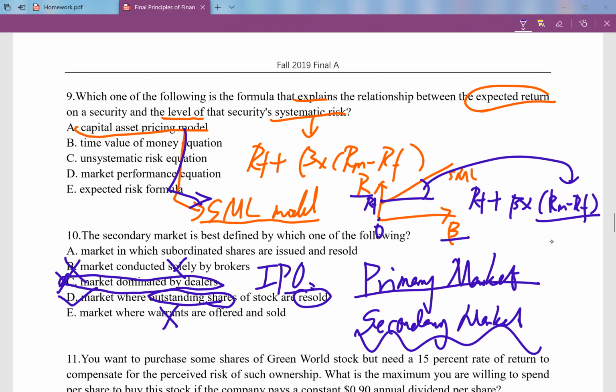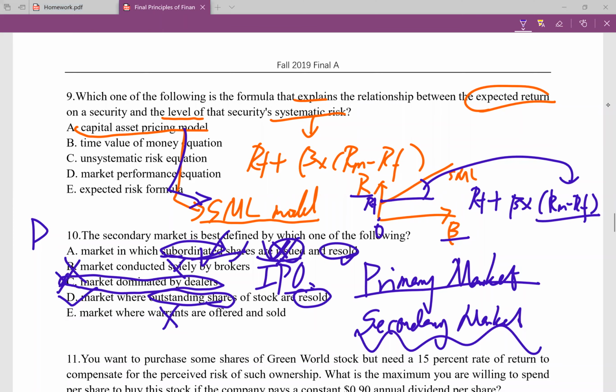The first one, a market in which subordinated shares, not subordinated, just regular outstanding shares, are issued, is not right. Issue means new stock. Reserve is correct, but these two are not right. So the only correct choice is D. That's the D choice, the correct answer for this one.